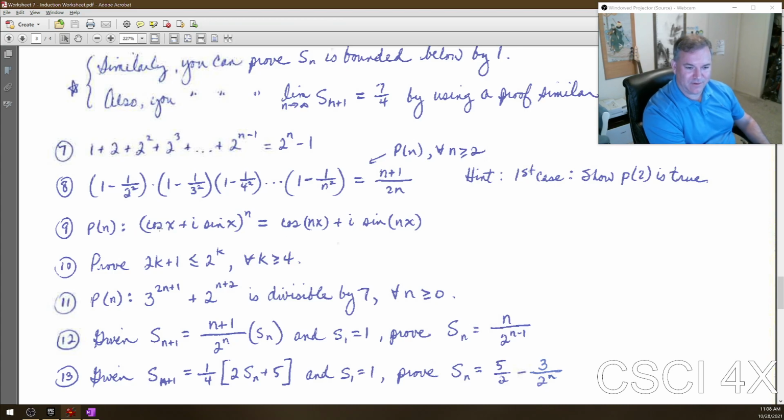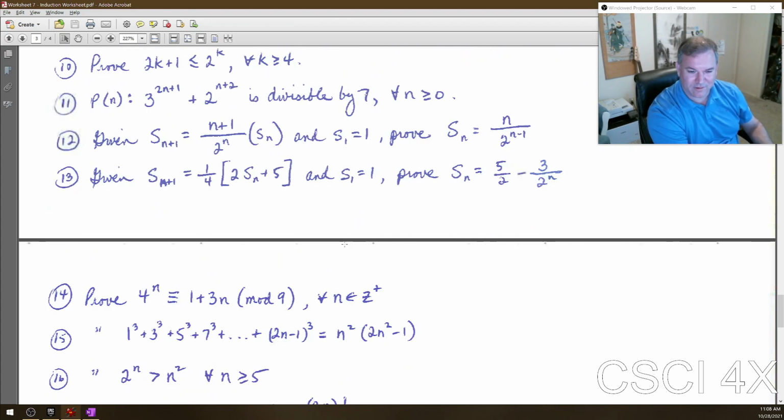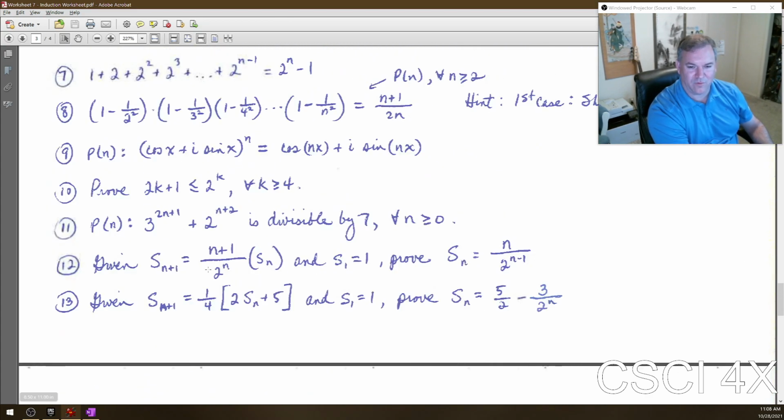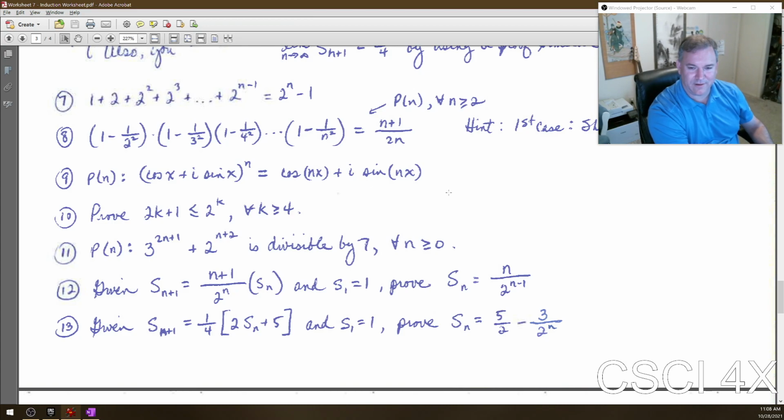This one could be fun. Cosine of x plus i times the sine of x, to the nth power. I hope you remember your trigonometric identities, because I don't. For all k. So what would the base case be for number 10? You thought you were done with trig functions? I think there's only one on here with trig. There's only one trig identity on here.